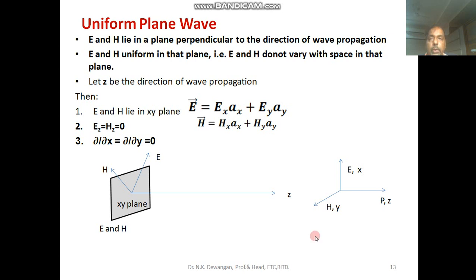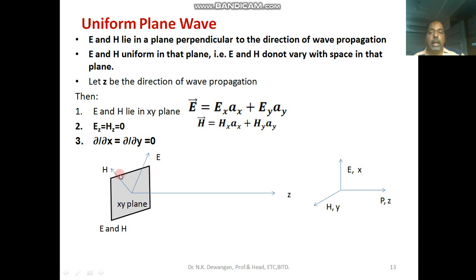In this lecture you are going to see the concept of uniform plane wave and uniform plane wave solution of Maxwell's equation. So first we see uniform plane wave. In uniform plane wave, electric field and magnetic field lie in a plane, and this plane is perpendicular to the direction of wave propagation. If Z is the direction of wave propagation, then electric field and magnetic field will lie in XY plane. And in uniform, E and H are uniform in that plane.